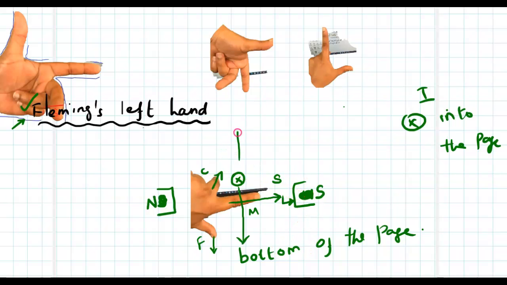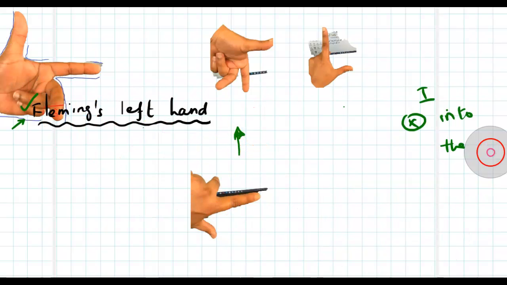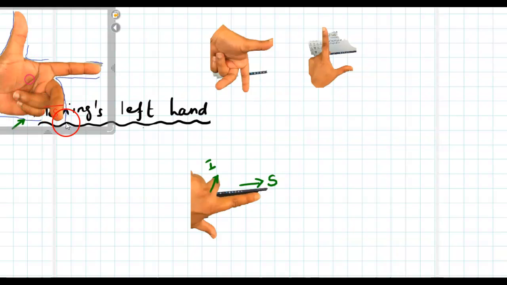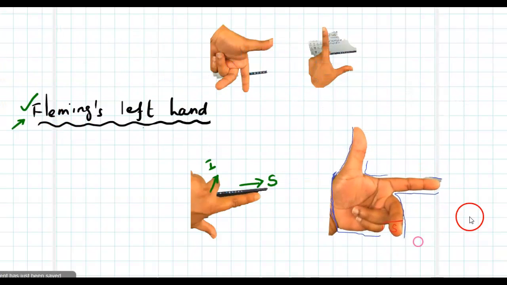If it moves to the top, you can say top of the page. It depends on the alignment of your fingers. So always don't forget to align your index finger first. What I said, index finger always to the south, and align your direction of current. If it is into the page, current in this position. If it is out of the page, in this direction.